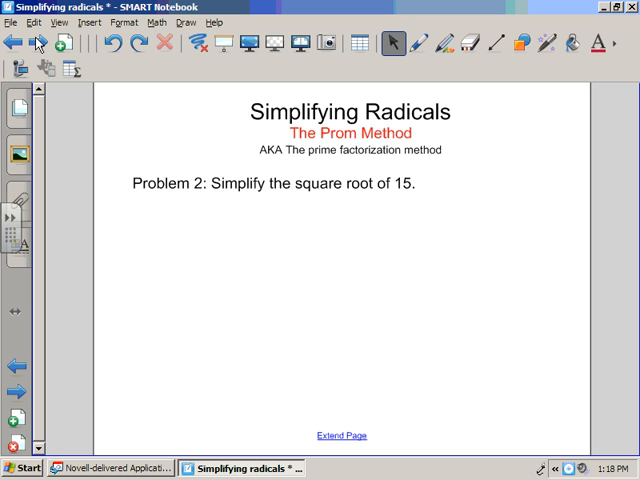Problem 2. Pause the video and see if you can work this out. This was kind of like a trick question. If I want to simplify the square root of 15, 15 is 3 times 5. I've got them in order from smallest to largest. I draw my house. 3 doesn't find its perfect match.